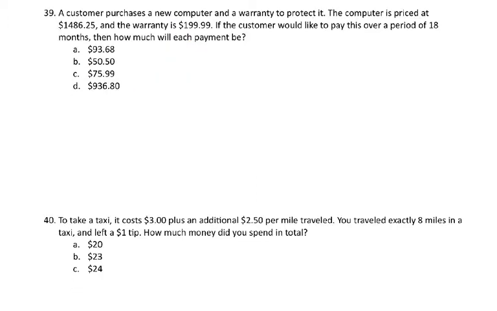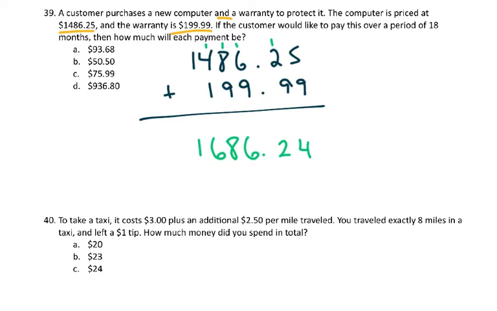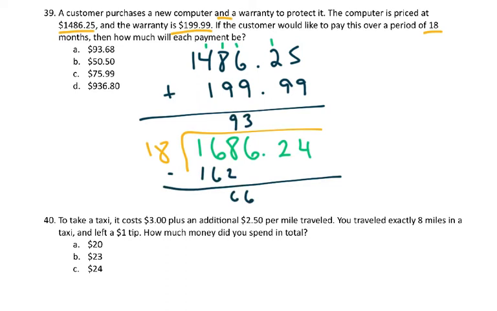For 39, it says he purchases a computer and a warranty. This is the price of the computer, price of the warranty. So let's find out what that cost is altogether first. So we'll add. And if he wants to pay over 18 months, we're going to divide this between 18 months. This is a hard question without a calculator. And if you've made it this far in the video, I'll go ahead and tell you this question is not on your test. As you can see, I already got 93. So I can go ahead and roll out and figure out that it is A.